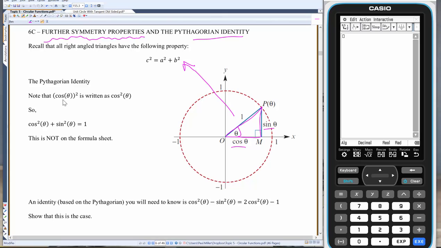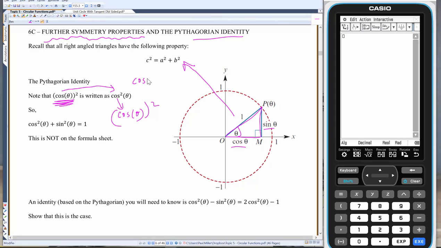Now, one thing to note about the Pythagorean identity and notation is that if we're doing cosine theta all squared, it's actually more commonly written like this. And I don't love this notation because it looks like we're going to square cosine for whatever reason and multiply the result by theta or something like that. But actually this is exactly the same as cosine theta all squared. Okay, and that's the way a lot of mathematicians choose to write that. You can write it like this as well.